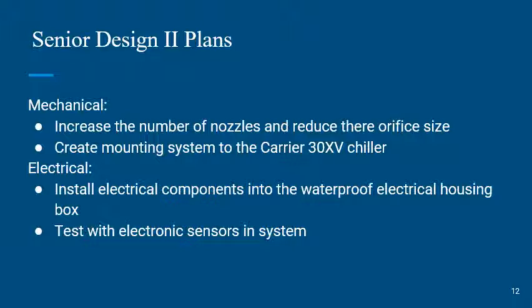In addition, a more permanent solution of mounting the cooling unit and filters will be implemented. The electrical components will be installed into the electrical box, and data will be collected using these electrical sensors.